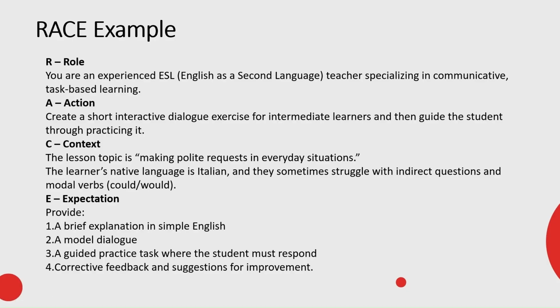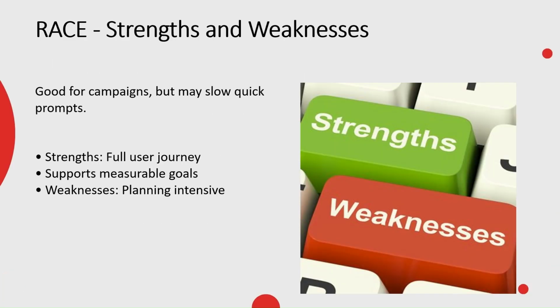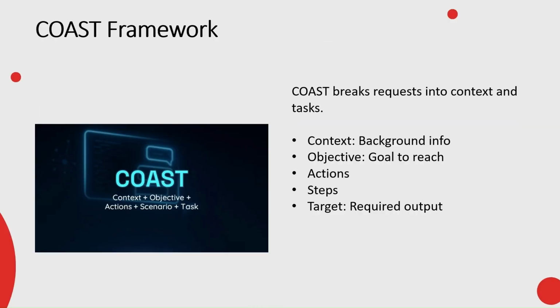Then we have a look at the strengths and weaknesses. For strengths, we can see that RACE is excellent for long-term planning, but it takes a little bit more time to design the prompt initially, because the other one that we saw before, APE, was very simple and fast. Here it's a little bit more complex, but it's better used when you have a very specific learning goal in mind. So there is this downside that it takes more time, but it gives you better results if the task is complex. Then we go to the next framework that is called COAST.